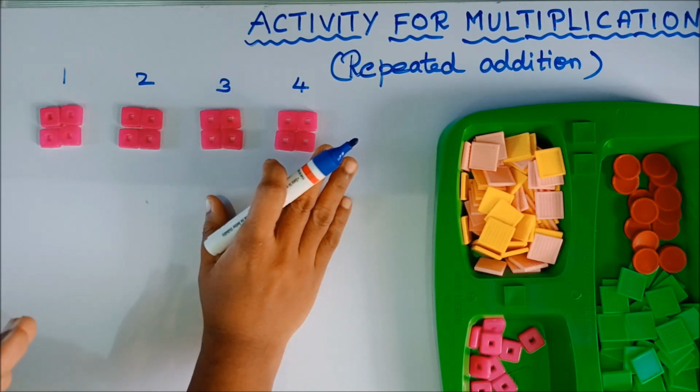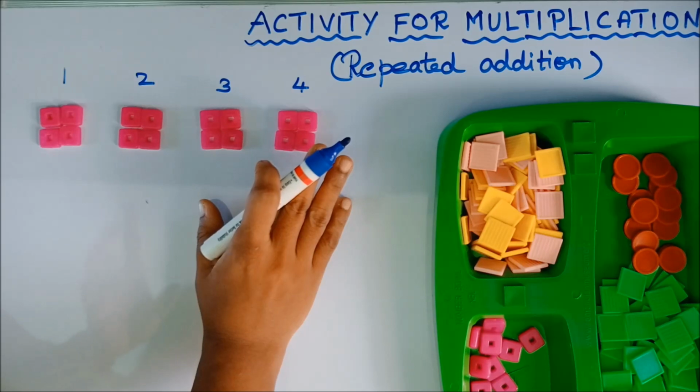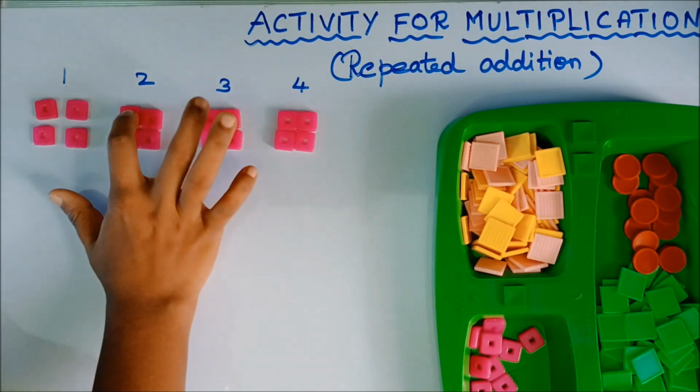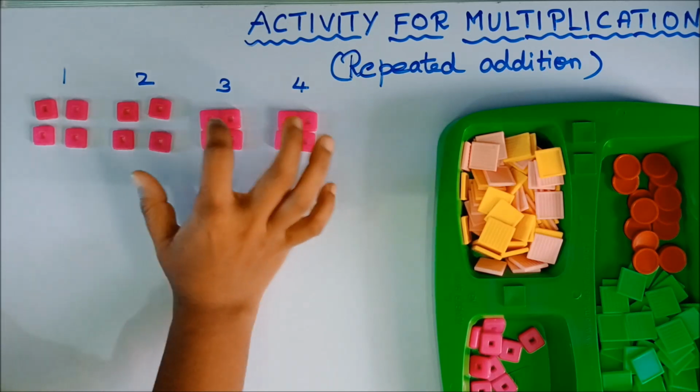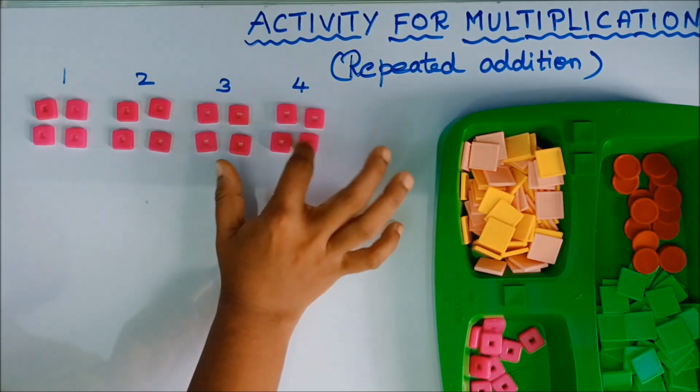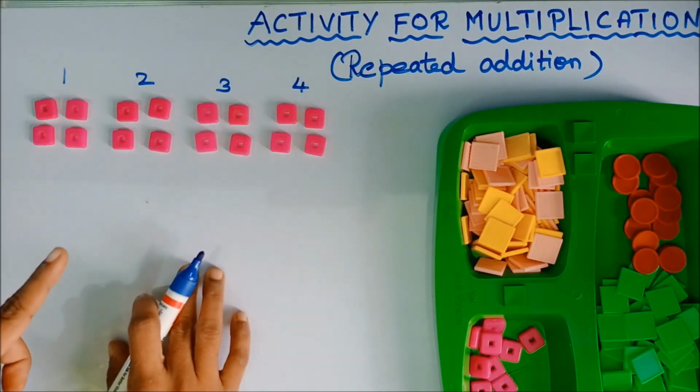Now we are going to count how many pieces are in each set. Okay. See, 1, 2, 3, 4. 1, 2, 3, 4. 1, 2, 3, 4. Thus in each set we have 4 pieces.